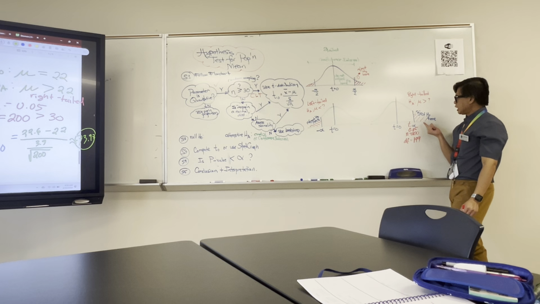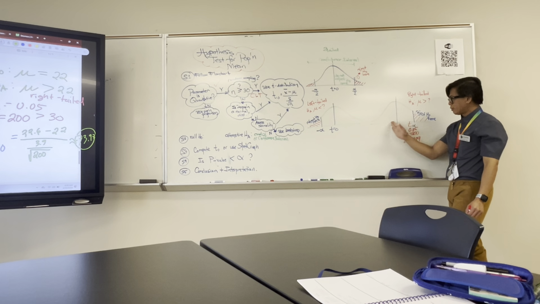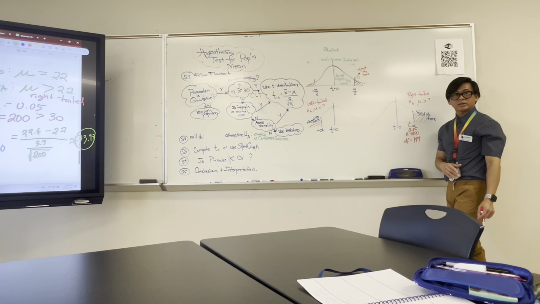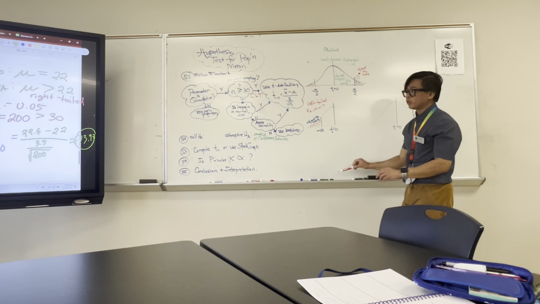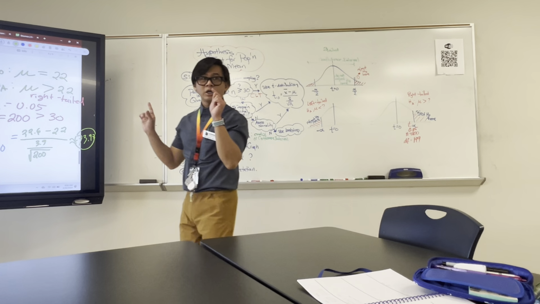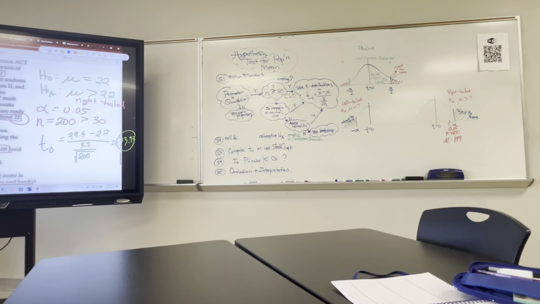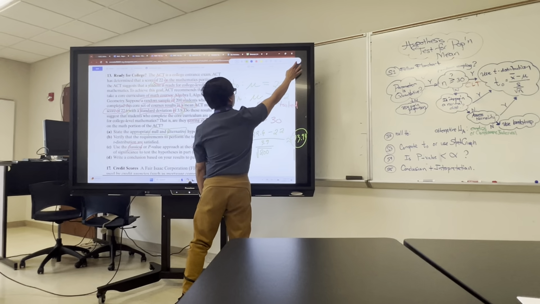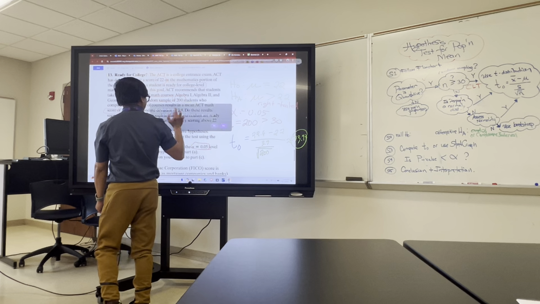If your t naught is somewhere here, then you reject the null hypothesis. But if your t naught is somewhere here, then you do not reject the null hypothesis. Again, this is for right tail. So for this case, let's use our T table. Let me erase this one and look at our T table.